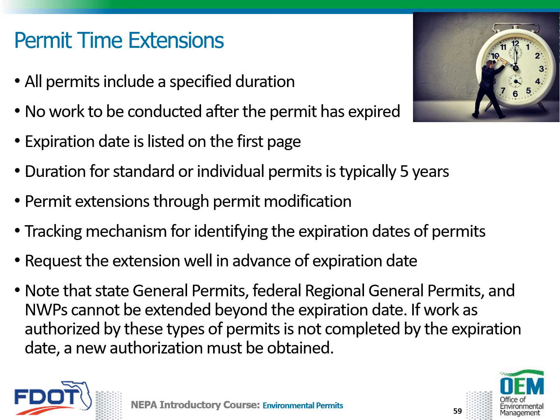Permit extensions may be granted for most projects by requesting a permit modification. Each FDOT office maintains a tracking mechanism for identifying the expiration dates of permits. Generally, FDOT's permit coordinator submits the request for the extension of the permit expiration date. It is important to request the extension well in advance of the permit expiration date, since the extension request must be processed by the regulatory staff in a manner consistent with any other modification request.